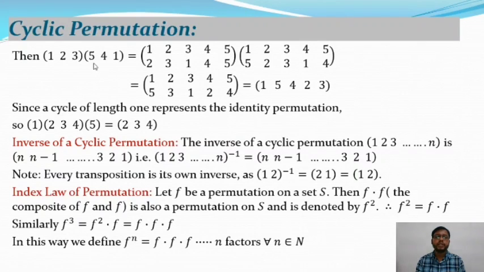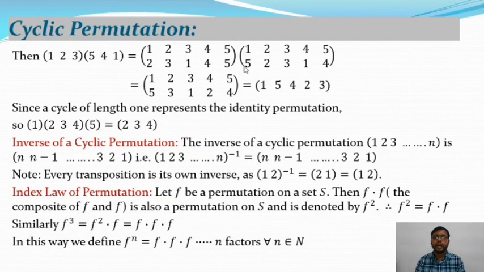As well as the second cycle of length 3, and it can be written as a permutation, that is 5 goes to 4, 4 goes to 1, and 1 goes to 5. And 2 and 3 are the identity element. That means 2 goes to 2 and 3 goes to 3. Then their product, that means the product of the permutations, you know, starting from the second permutation and ending with the first permutation. Okay.